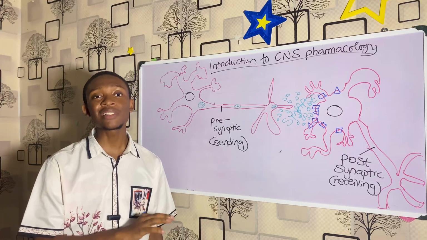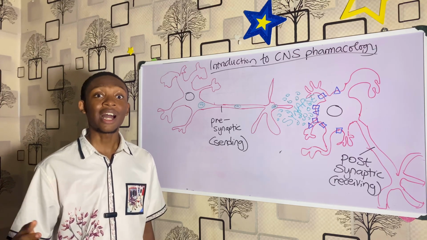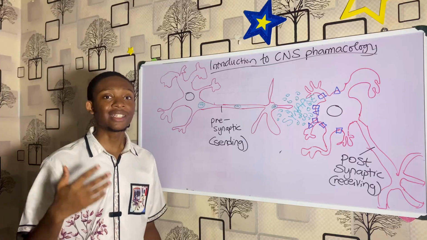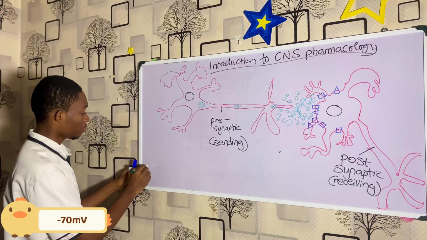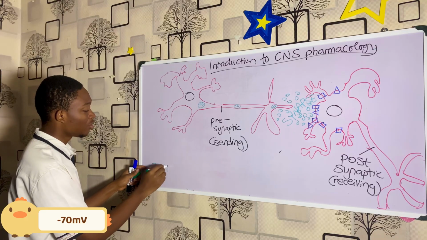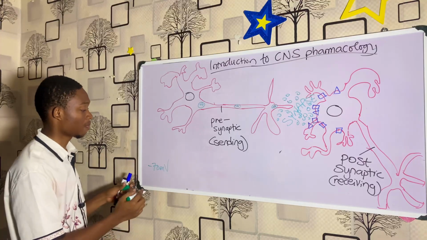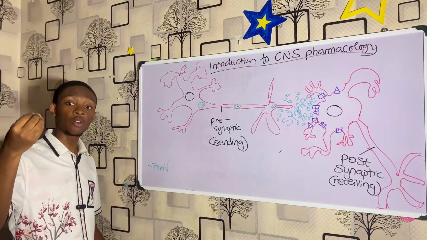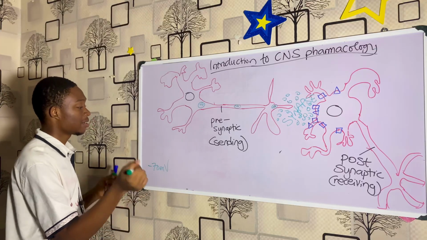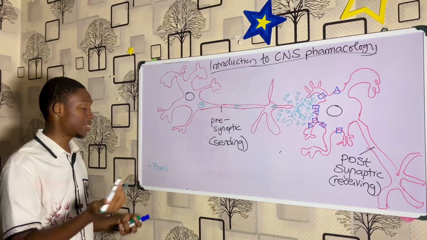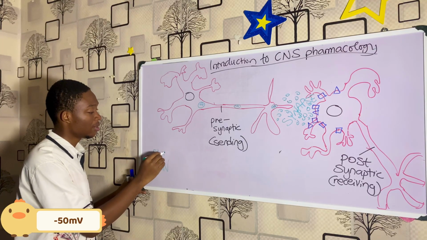Remember that a neuron has what's known as a resting membrane potential, which is the potential that the neuron has at rest. That resting membrane potential is negative 70 millivolts, which is the normal potential of a neuron when it's not firing, when it's not transmitting any impulse. Now, if there is an influx of sodium ions into the cell, it means that the cell becomes more positive. So it can go higher to maybe negative 50 millivolts.